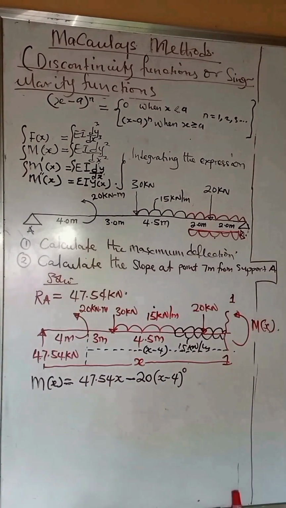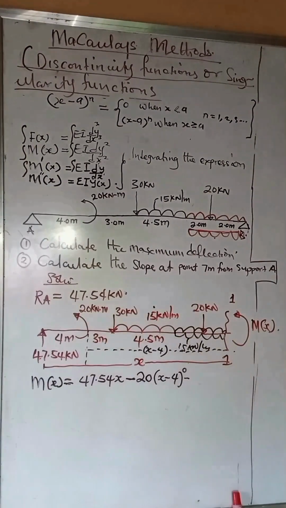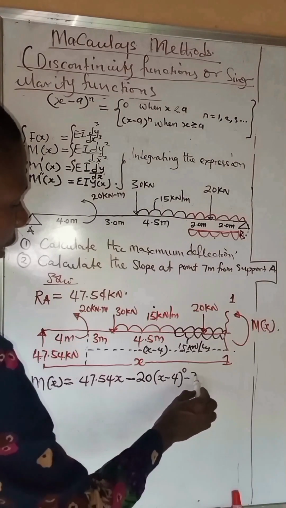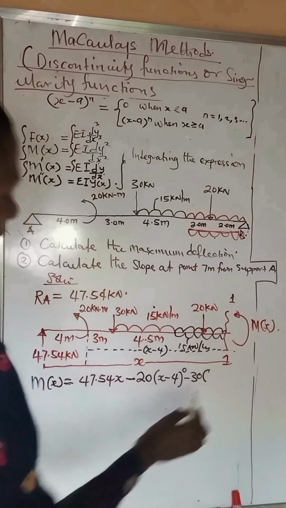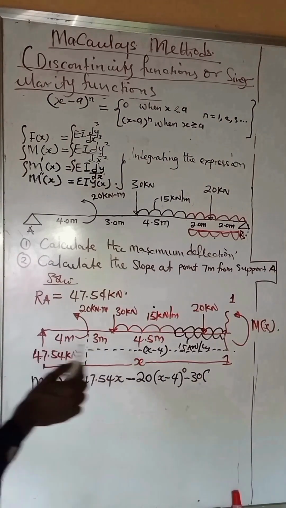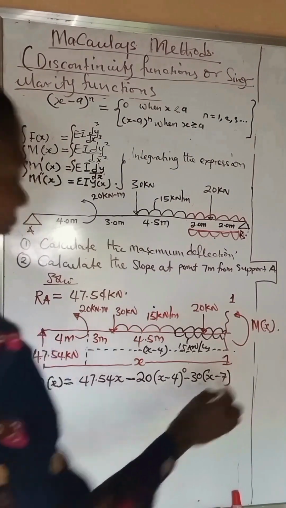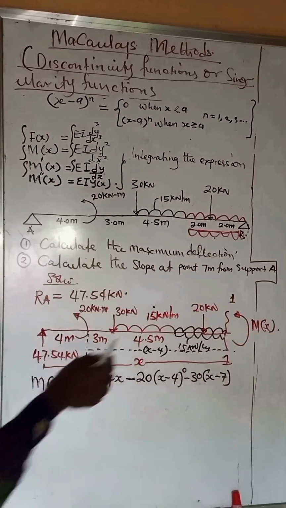All right? Now, let's pick this point load. The point load is 30. So when we pick the point load as 30, it becomes 30 bracket, the distance from here to this point is 7, so it becomes x minus 7.